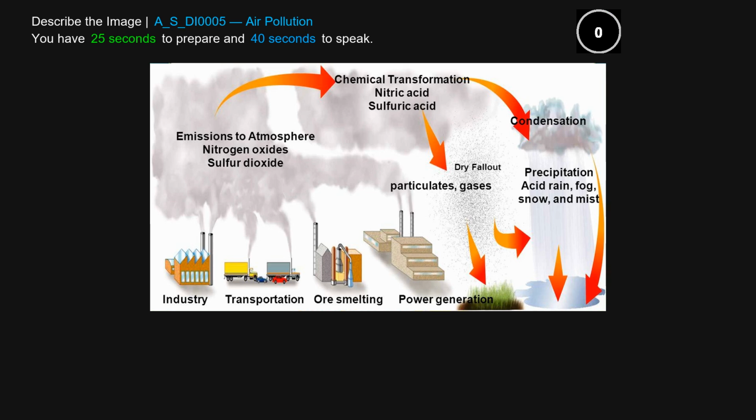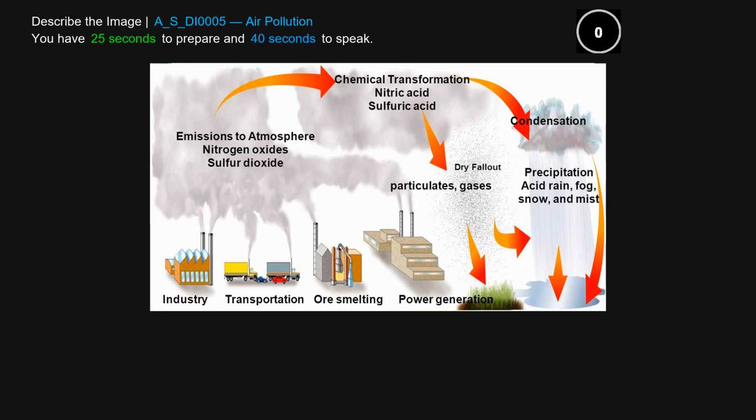The given image is a process of air pollution. First, the industries are emitting to the atmosphere nitrogen oxides and sulfur oxides, converting through chemical transformation into nitric acids and sulfuric acids, and also dry fallouts and particulate gases, and condensation, precipitation of acid rain and fog, snow, and mist. Also, power generation, ore smelting, and transportation release smoke to the atmosphere.